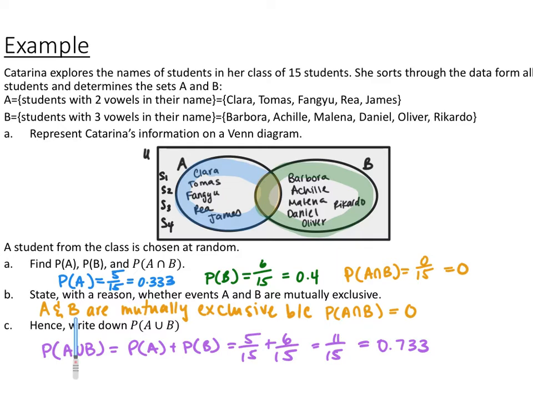So A and B are mutually exclusive because the probability of the intersection is 0. There's no overlap. They cannot occur at the same time. So because they're mutually exclusive, the probability of the union is just the probability of A plus the probability of B. So 5 over 15 plus 6 over 15, you end up with 11 over 15, which is 0.733. Basically everybody except for these 4 students who don't fall into either of the categories.